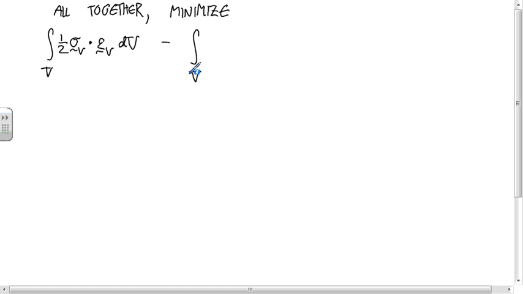So all together, to find equilibrium, you want to minimize the integral over the volume of 1/2 times the Voigt stress dotted with the Voigt strain, dV, minus the integral over the volume of the body force dotted with the displacement, dV, minus the integral over the surface area of the traction dotted with U dA. That's the expression for the total potential energy.